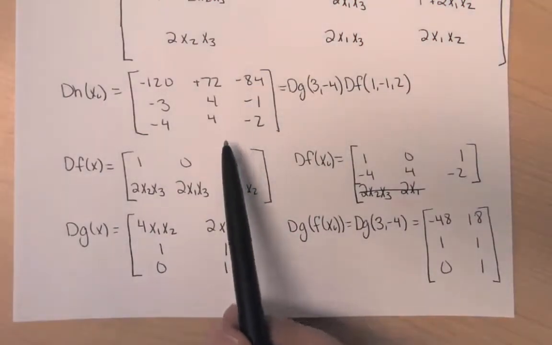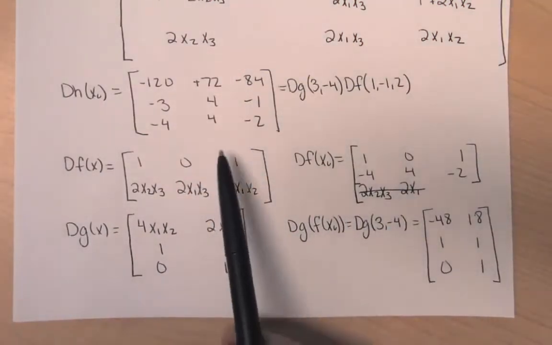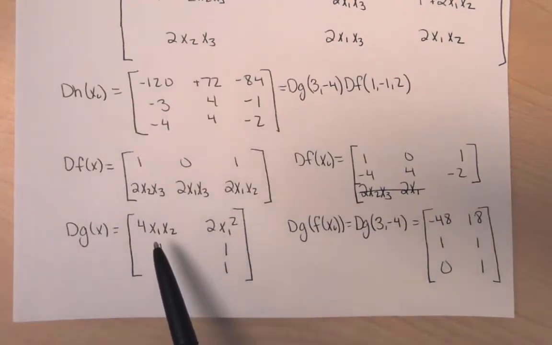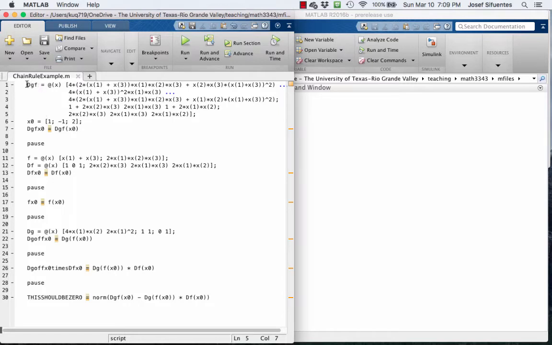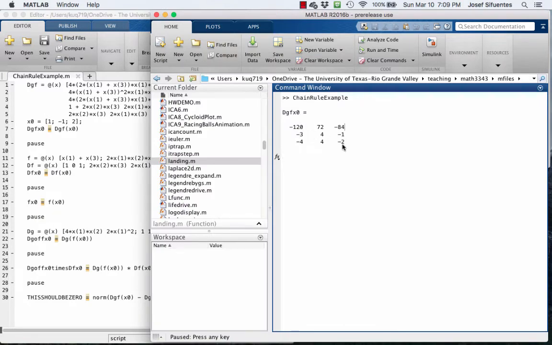By the way, how did I do all of these computations? Did I do it in my head just now on the fly? No. Let me show you how. So here I wrote a quick MATLAB script to demonstrate our example. I have the derivative of the composition of g and f at x, and I wrote it out entry by entry. I defined x naught and computed at x naught. That gives me this first matrix.